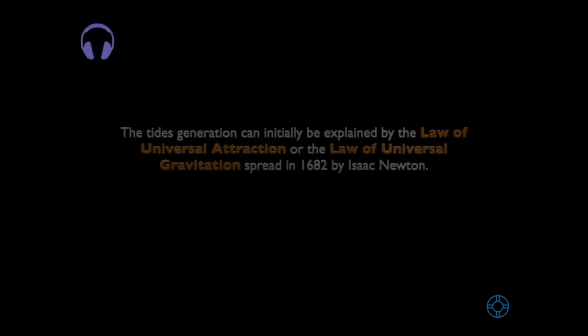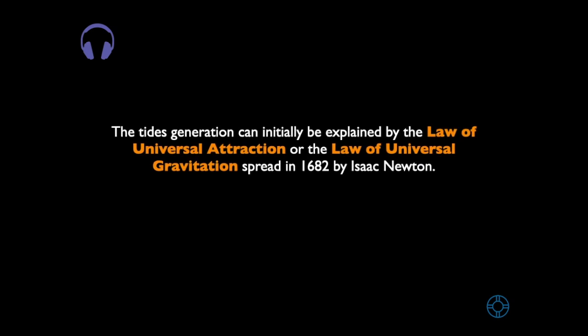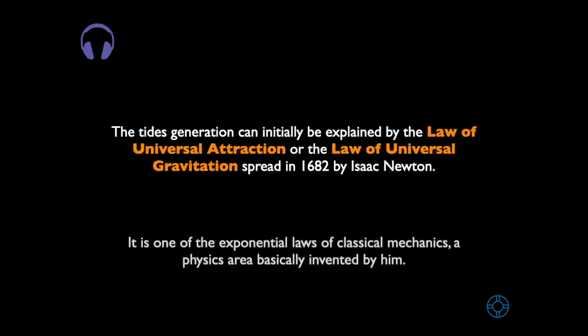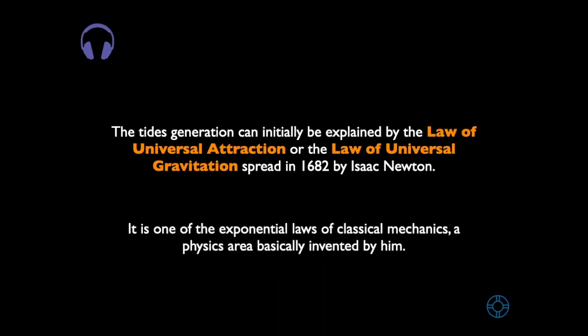The tides generation can initially be explained by the law of universal attraction, or the law of universal gravitation, spread in 1682 by Isaac Newton. It is one of the exponential laws of classical mechanics, a physics area basically invented by him.